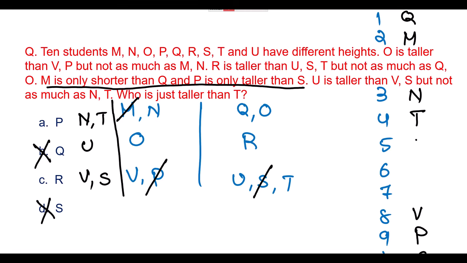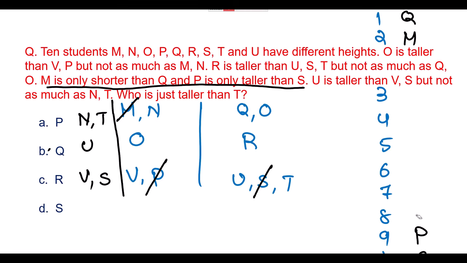But in an exam, what we can easily do is option elimination. I can suggest that in an exam, the best strategy is eliminating the options. How, sir? See, first thing, can we decide the 1 to 9 and 10 positions? M is only shorter than Q, so 1 and 2 are decided. P is only taller than S, so 9 and 10 are decided.